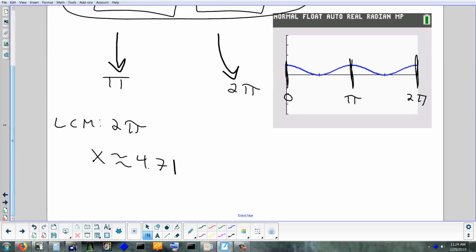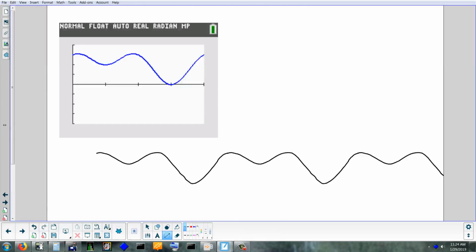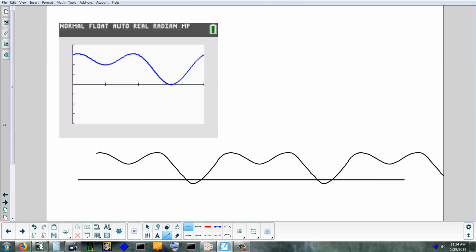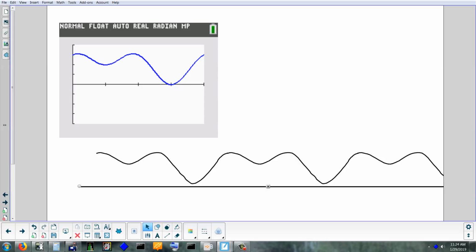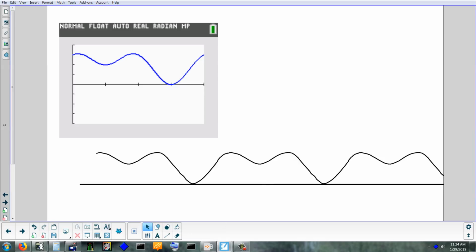Tori, how often does that answer repeat? Every period. You can kind of see it right here. If I put the line in, maybe there you go. You can see that it's going to dip down and touch the x-axis once every cycle.